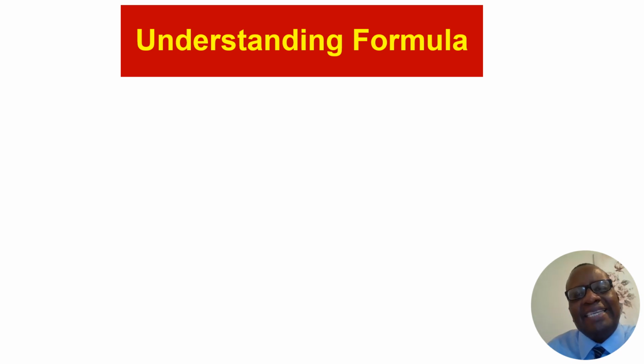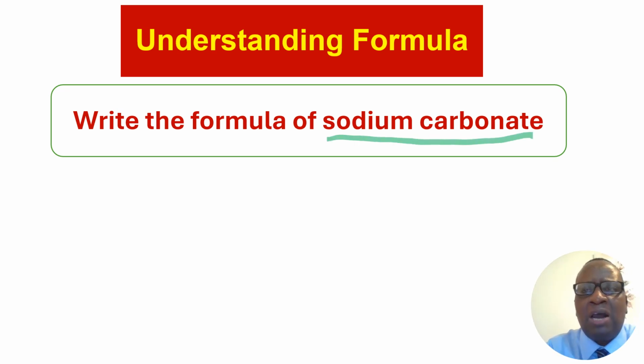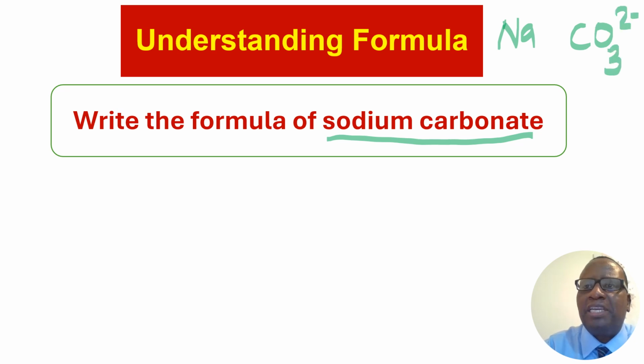Today we're looking at understanding formula. You are being asked to write the formula of sodium carbonate. Just how do we do this? You have to use the periodic table and probably you can find sodium. We don't know the formula for carbonate, but it's easier when we are given the ion for carbonate is 2-. But just how do we do it? Is it sodium carbonate just like that? This is what we're going to find out.